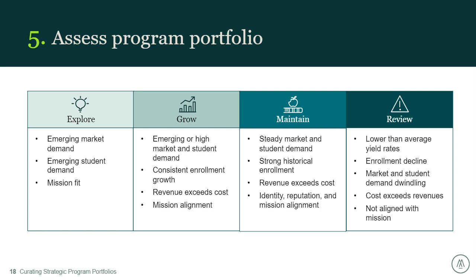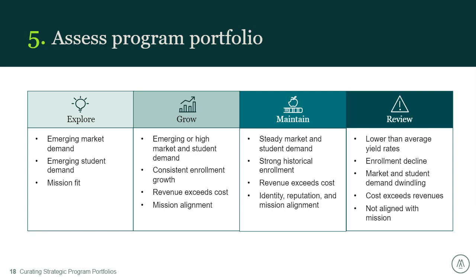The last category that you could place a program in is Review. And these are programs where you might have lower yield rates, you might have some enrollment decline, maybe market and student demand is sort of declining, and maybe there's also a financial burden for that institution to operate the program. Or even a question around mission alignment, which hopefully you haven't put a program into place where you have a question around mission alignment, but that does sometimes crop up. These are the programs that will really benefit from thoughtful recommendations and action plans.